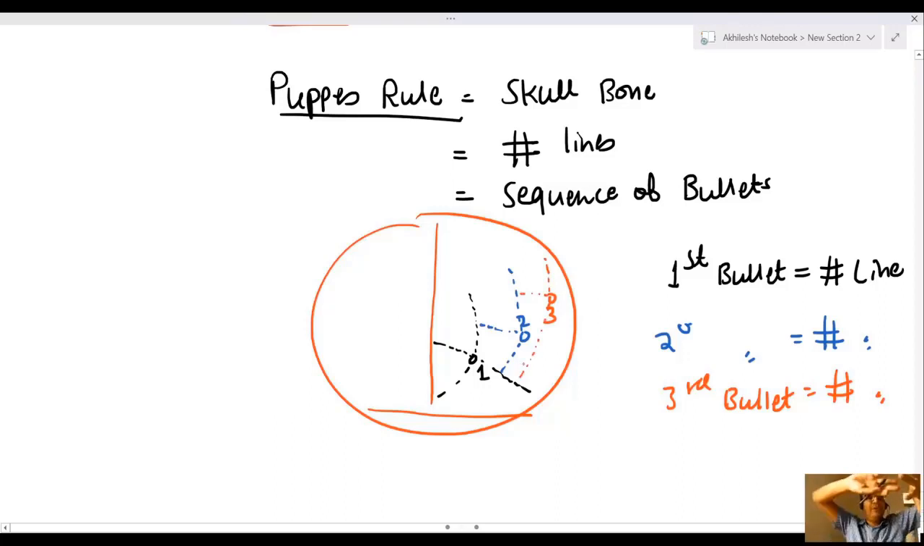It means, sir, the first is a wide fracture line. The second never crosses the first, the third never crosses the second as well as any other fracture line. It means, sir, by these fracture lines we can decide the sequence of bullets in skull bone. This is known as Puppe's rule. Sabse wide fracture line aapki first ki hai, second never crosses first.